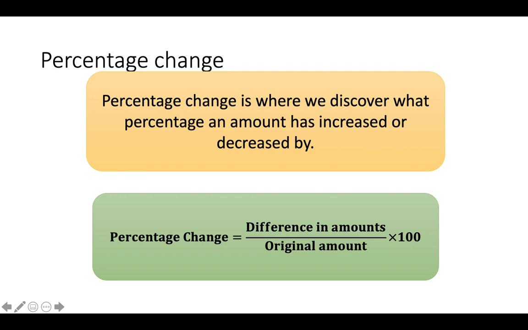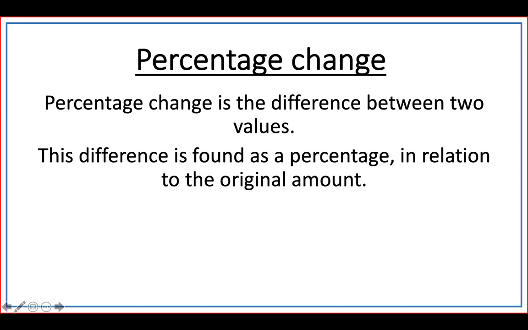And this here is a general formula: percentage change is equal to the difference in your amounts divided by the original, times by 100. You don't need to copy this down because we're going to have a slightly more elaborate formula to copy down in the next slide. So percentage change is the difference between two values, found as a percentage in relation to the original amount. It's where we're finding the percentage between two amounts, where there has either been a sale or an increase in price, it all depends. So it's finding the percentage difference between the two amounts that you were given.